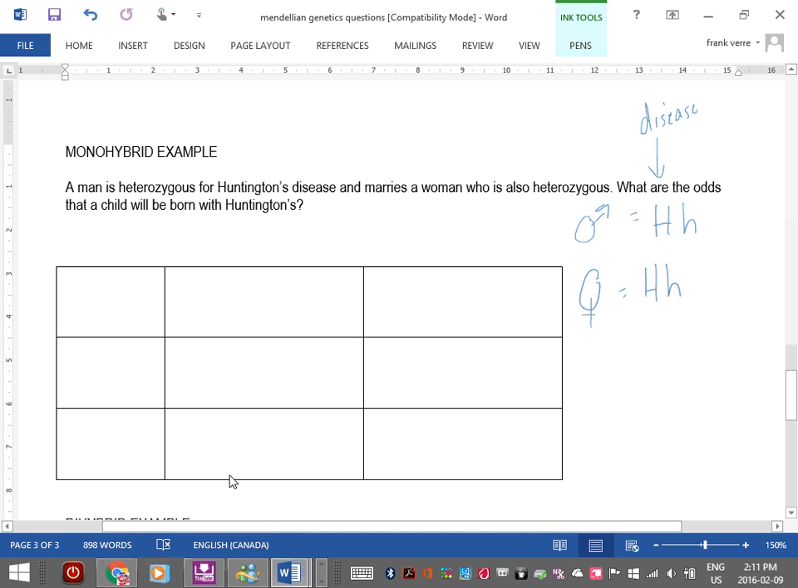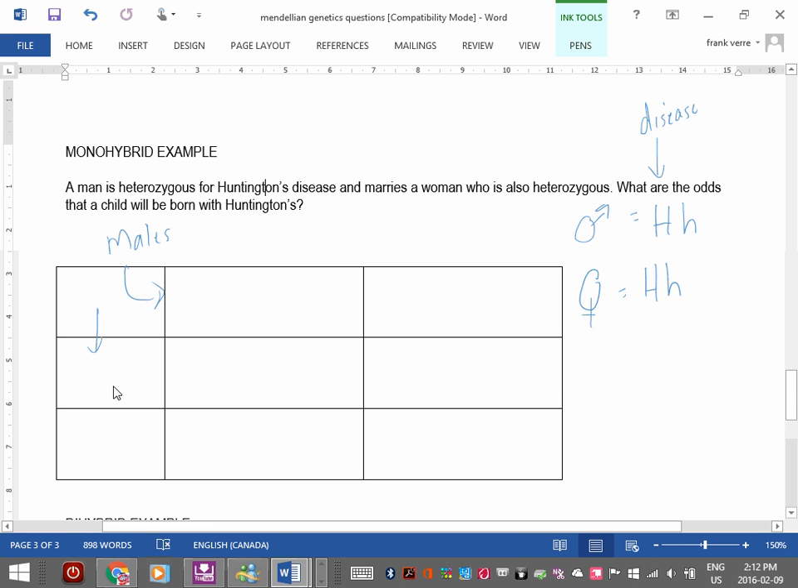Alright, so they're both heterozygous. So we have two different alleles. The Huntington's is dominant, so we're going to give it a capital H. Alright? So for a Punnett square, we'll make this section the males. So for example, this will be the males' sex cells, and going down this way will be the female sex cells, alright?